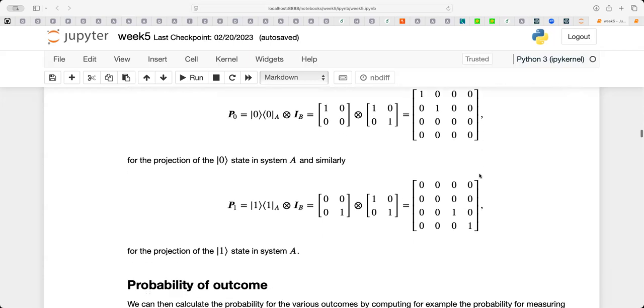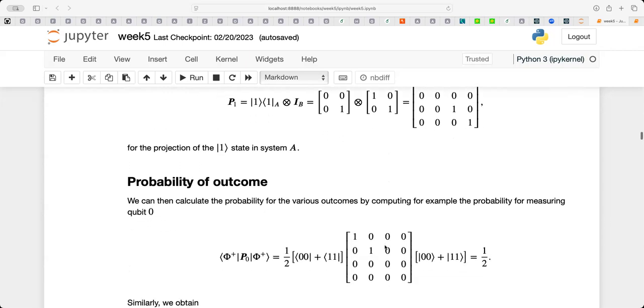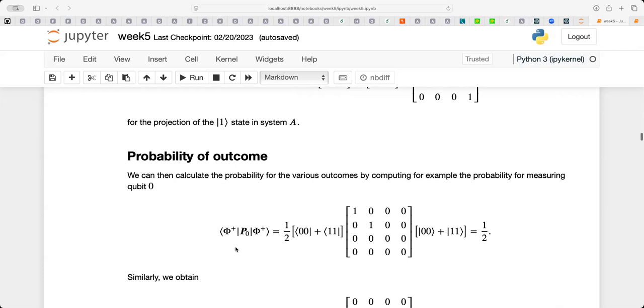Similarly, we can now define the projection for the qubit 1 state in system A, in terms of the outer product of the qubit 1 in system A, and then tensor product with the identity matrix for system B, because nothing happens in system B. And when nothing happens, we just rewrite that in terms of the identity matrix. And that gives us this specific matrix. So when we then make a measurement, this is actually what we end up doing.